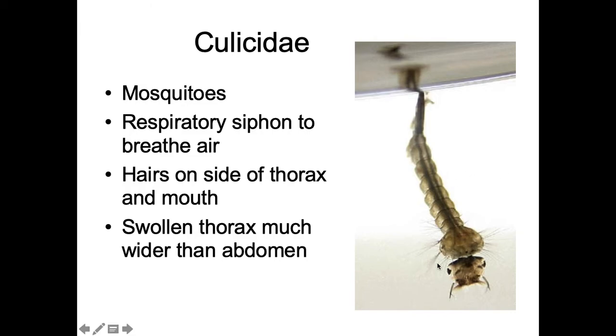They have hairs on the side of their thorax and mouth. They're filter feeders, so their mouths have these brushes to pull particles out of the water column. This thorax tends to be swollen. They have these big heads with prominent eyes that you can see. So hopefully these will be easy to identify.